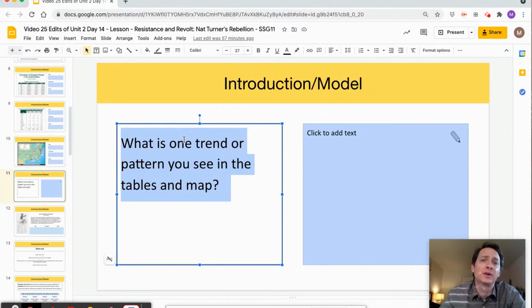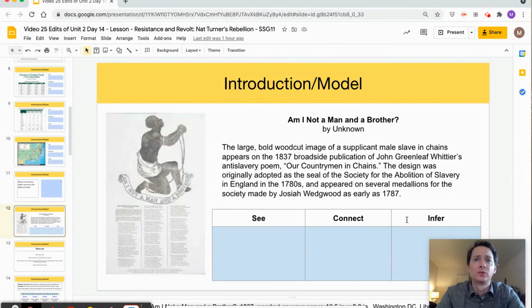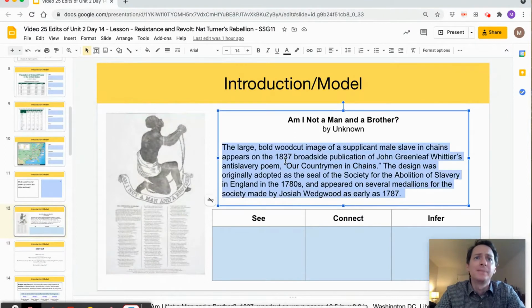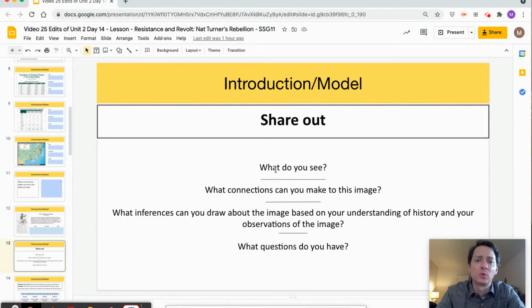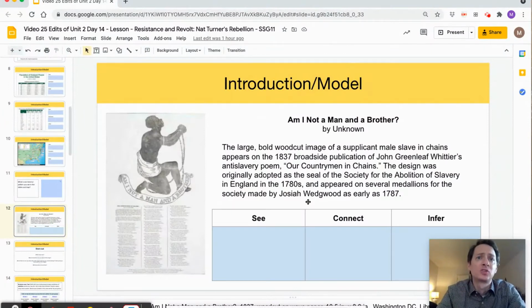Additionally, this will also identify to you students who might need reteaching or support heading into the next section. From here, the students will now apply the See, Connect, Infer protocol to the image Am I Not a Man and Brother, the head note for which you can see right here. Again, since this image is an integral component of the lesson, a share out or a check for understanding should follow, especially if this was the first time the students did it on their own. And you can see some questions that might achieve that right here on the next slide. Before moving on to the next part of this lesson though, ensure your students have a baseline understanding of what this image is, as well as a reasonable idea of the artist's purpose and intent.